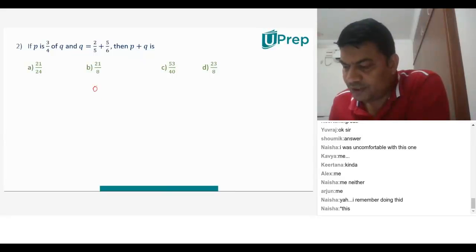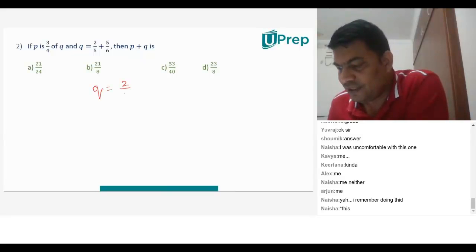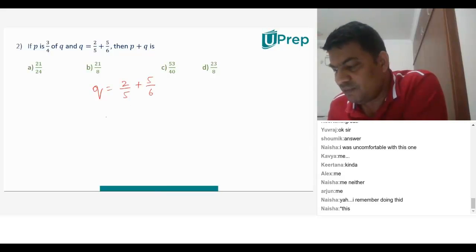Okay, what is Q? Q is nothing but 2 by 5 plus 5 by 6. How do we do it? We have learned addition of rational numbers. Take an LCM. The LCM of 5 and 6 is 30. So 5 6s are 30, 6 2s are 12, plus 6 5s are 5 5s are 25.